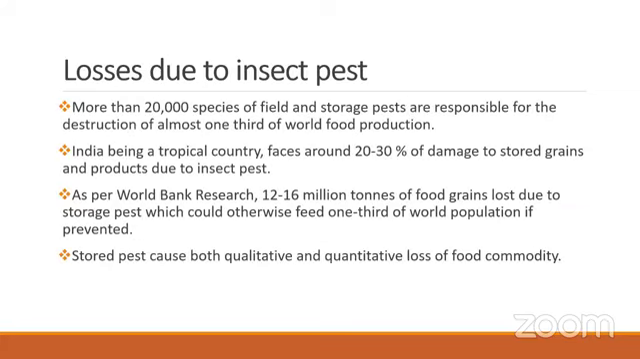Coming to the losses due to insect pests, Patel sir has already given the data, which I'll discuss again: more than 20,000 species of field as well as storage pests are responsible for the destruction of almost one-third of world food production. That's a huge number. Every year we see a 1.5% increase in population, so we have to increase our production and also preserve it. And 20,000 species are already attacking our grains in field conditions as well as storage conditions. Coming to the Indian context, we know India is a tropical country.